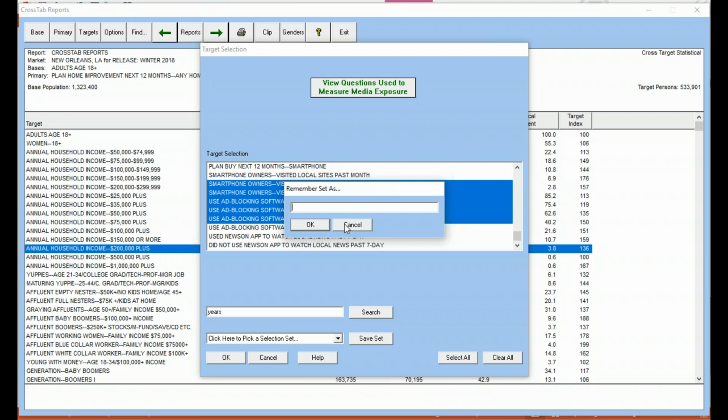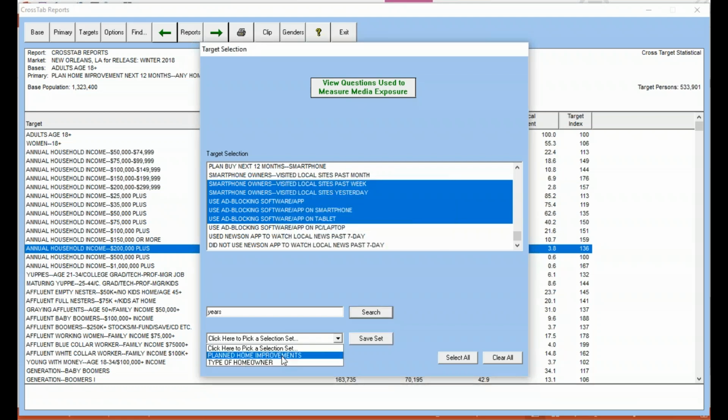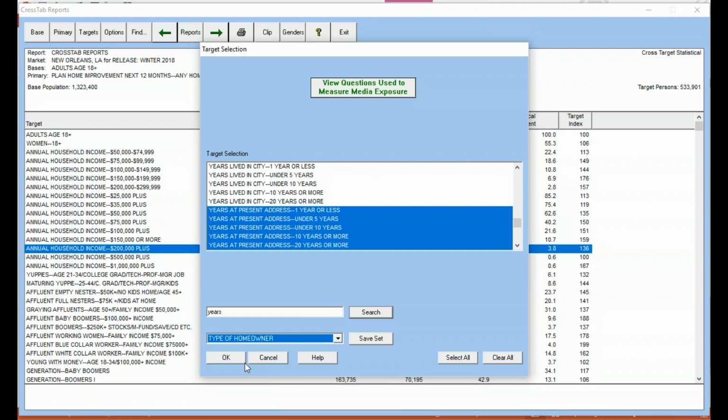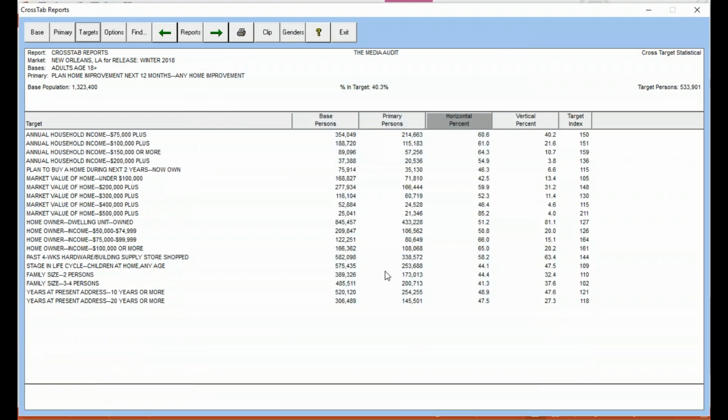I saved my set. Let's look at this together. What do you think? This is something I want to present to the prospect. So once I have done that, I did this type of homeowner. And this is a lot easier to look at than even 12 pages of data, which might have been what you would have seen if you had just eliminated all of the lower indices. A lot of data still to go and plow through.